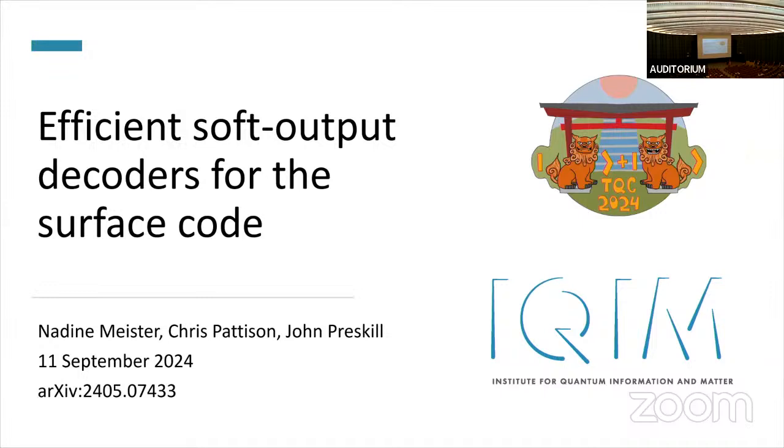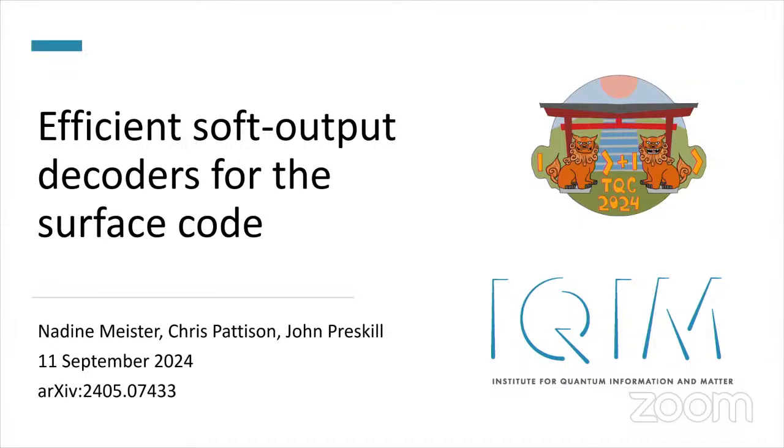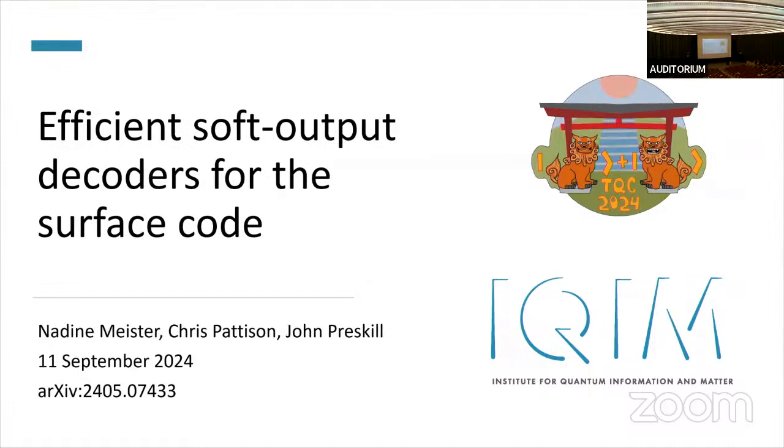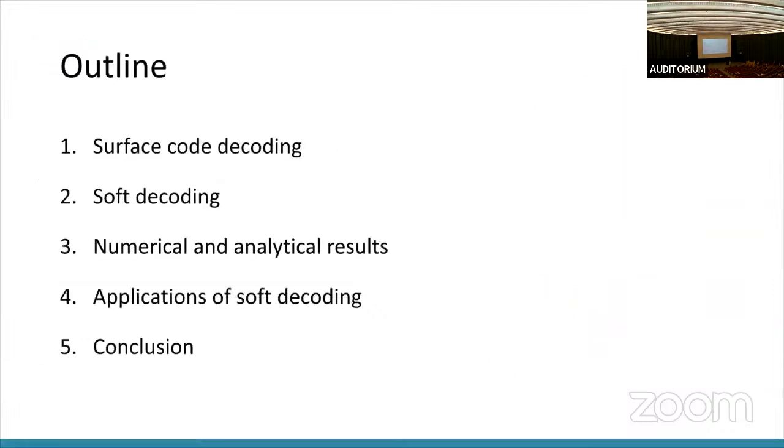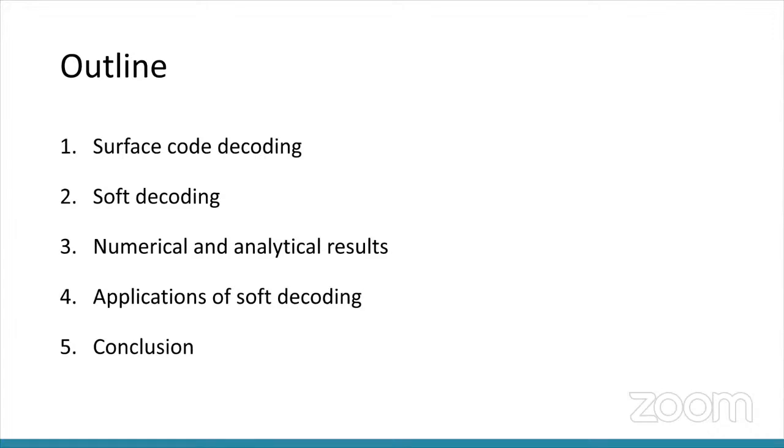Yeah, thank you. My name is Nadine, and today I'll talk about some work that started last summer with Chris and John at Caltech. I'll just keep going. Okay, so first we'll give a little bit of background and introduction on the surface code decoding, and then how we can turn those decoders into soft decoders, and then some numerical and analytical results. And then finally, the applications of these soft decoders to other relevant quantum information tasks. And finally, we'll conclude.